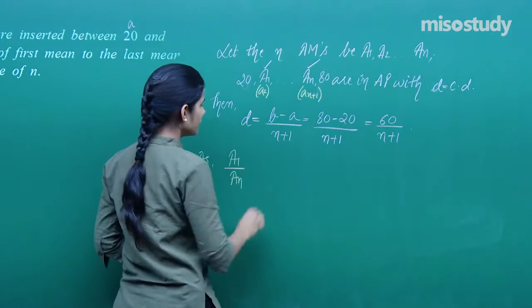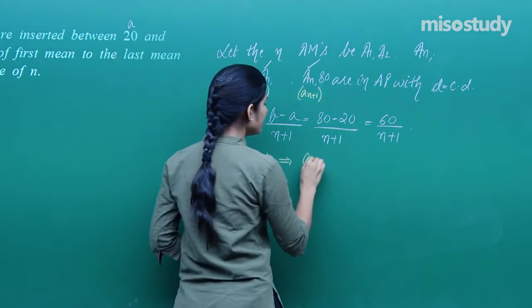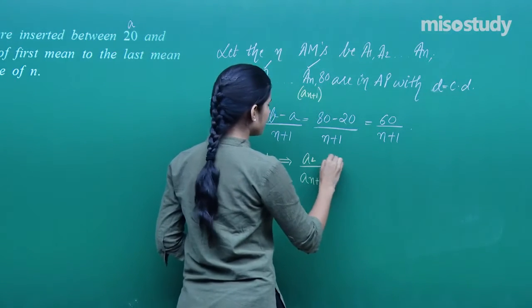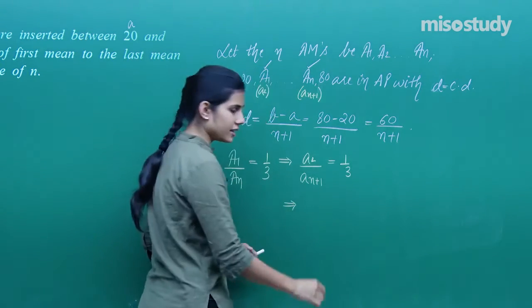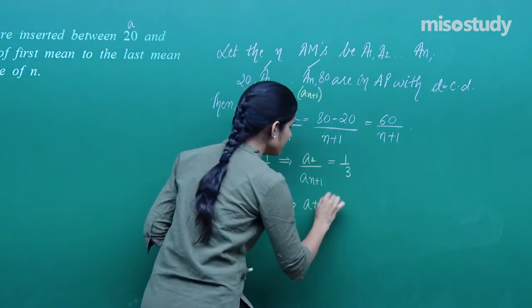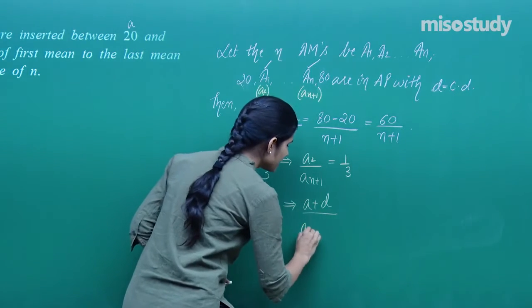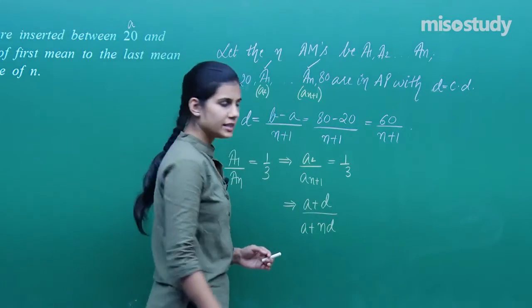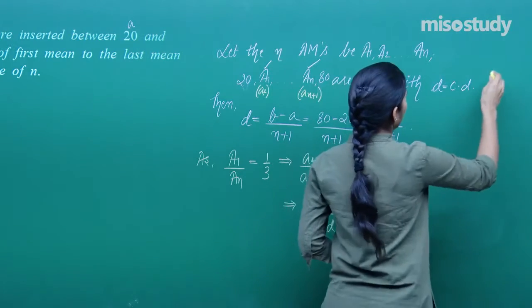I am given that ratio of first mean to the last mean is 1/3, which implies second term of this AP, its ratio with n plus 1th term of this AP is 1/3. Second term of this AP, you know it is written as first term plus the common difference, A plus D, and n plus 1th term is A plus n plus 1 minus 1 times D, that is A plus nD. This is given as 1/3. What is A plus D?